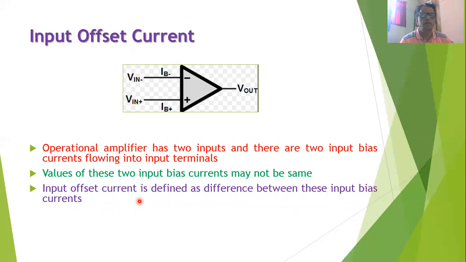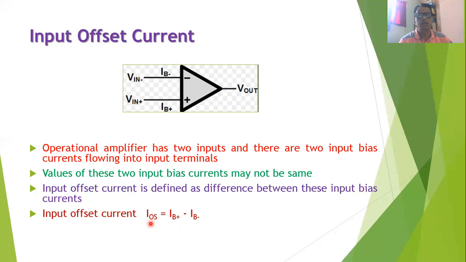That is, we write the input offset current IOS is equal to IB plus minus IB minus. So IB plus is the bias current that is flowing through the non-inverting terminal, and IB minus is the bias current that is flowing through the inverting terminal. So if you take the difference between these two currents, then the current that we'll get is called the input offset current.